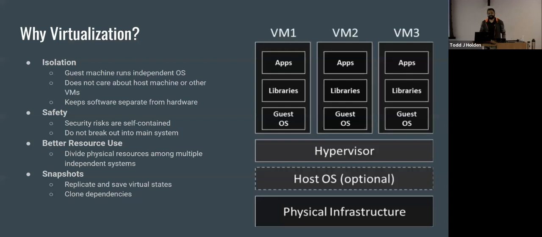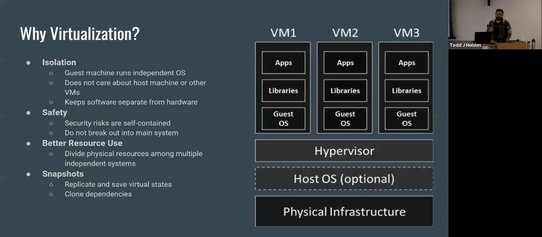Better resource use is also important, because when you consider servers, for example, one server running one OS, which runs 5 tasks, is a waste of resources because it's capable of running 10 times more. So it allows you to divide up your resources into independent systems and allocate them fairly, so that you can do more work from your hardware.